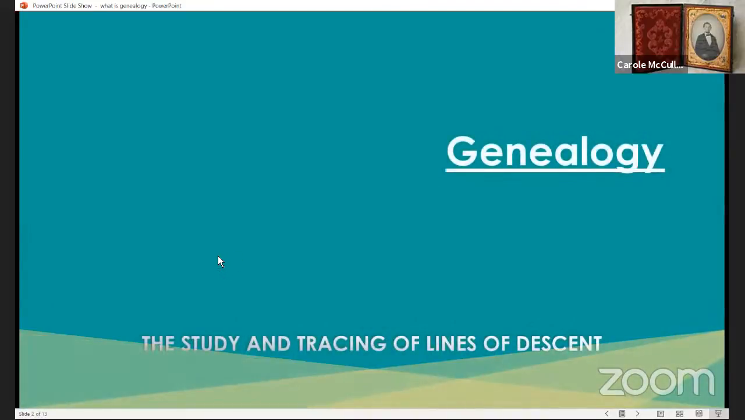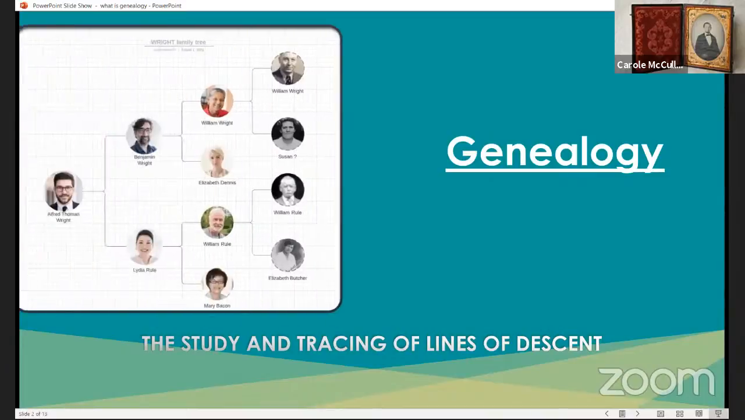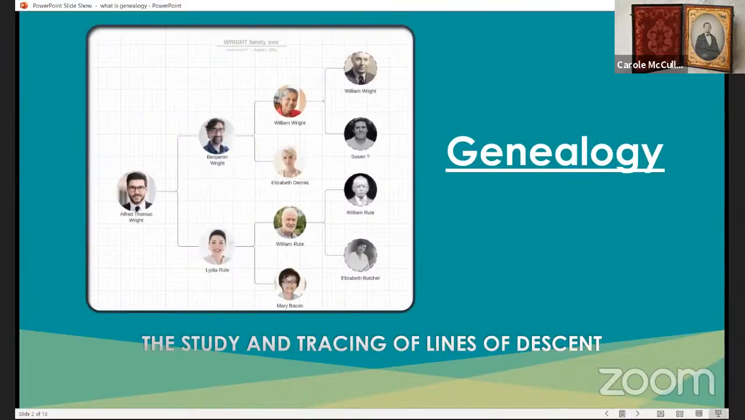The first one is genealogy itself. The meaning is the study and tracing of lines of descent. So in this example, we have a pedigree chart showing ancestors on the right and their descendants to the left. A typical chart that you'll see when you build a family tree.